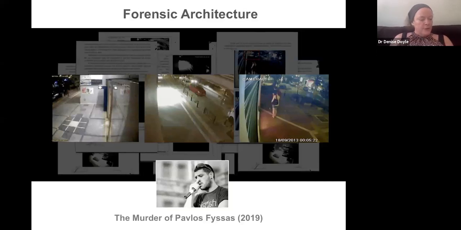Now, Forensic Architecture were commissioned by the Fyssas family to reconstruct the events of the night from the audio and video material made available to the court. The resulting video investigation and report was presented in the Athens courtroom in September 2018. The investigation established that members of Golden Dawn, including senior officials, acted in a coordinated manner in relation to the murder, and that members of Greece's elite special forces, police, were present at the scene before, during, and after the murder and failed to intervene.